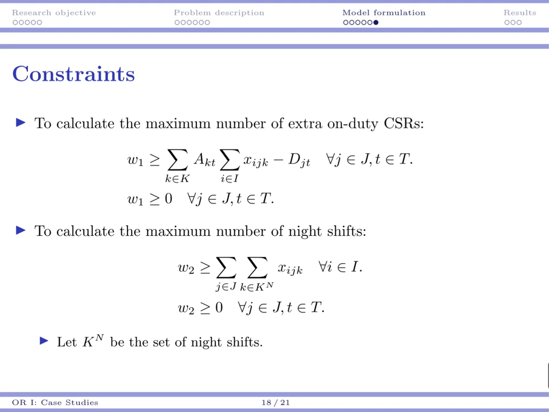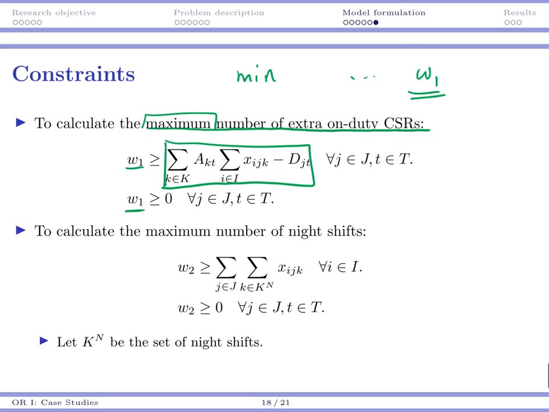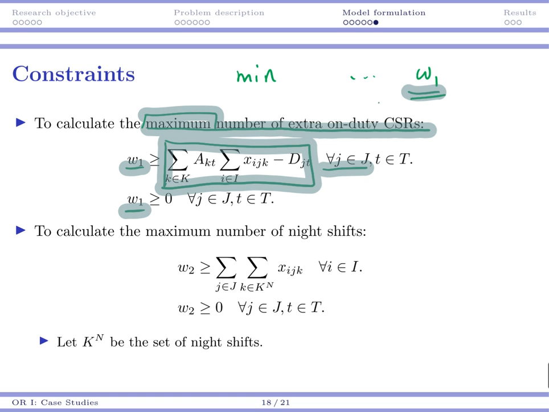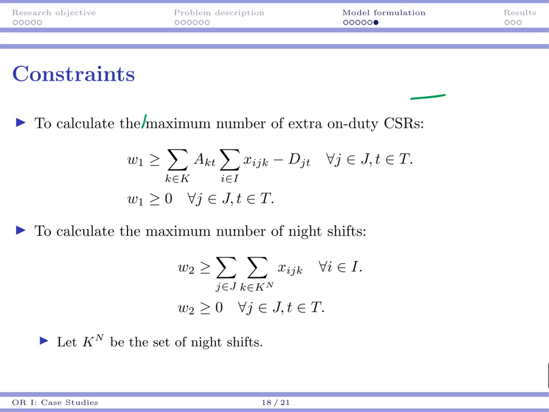And then if we are talking about the maximum number of extra on-duty CSRs, as you see this minimize, maximum. When we are minimizing some kind of W1, we know W1 should be greater than or equal to all those extra on-duty CSRs for each day, for each period. If W1 is greater than or equal to all of them, W1 would be the maximum of them. Alright? So in that case, let's take a look at this.